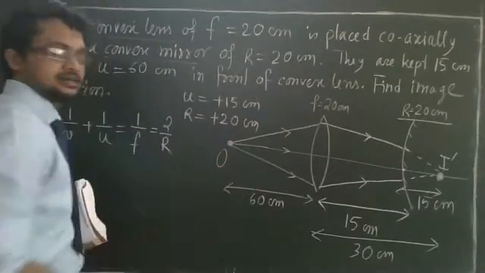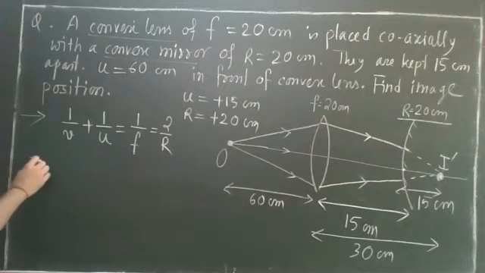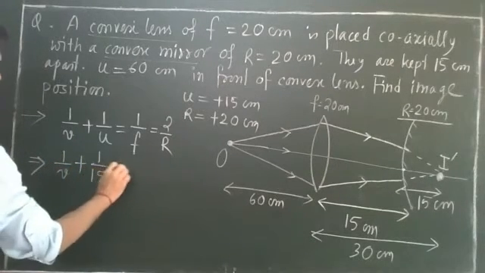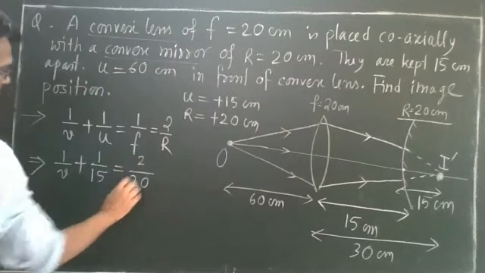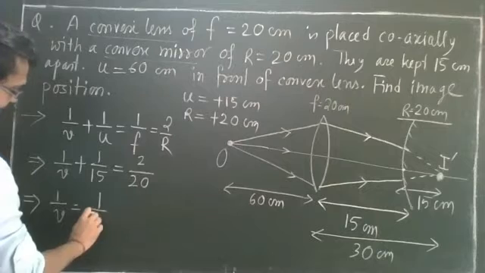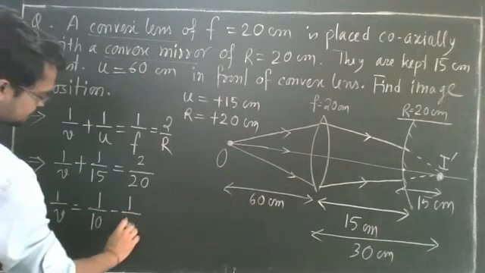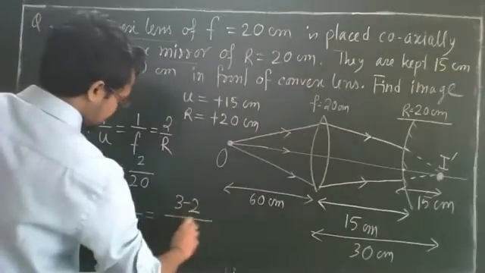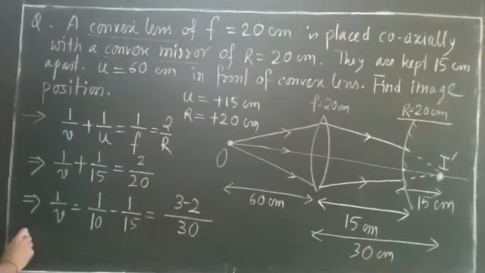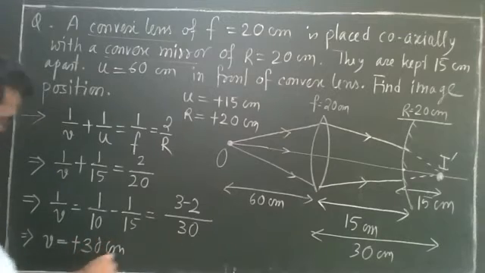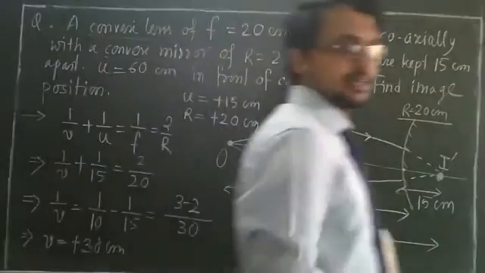Now put in the values and calculate. So 1 by v plus 1 by 15 equal to 2 by 20. So 1 by v will be 1 by 10 minus 1 by 15. So you will get 3 minus 2 by 30. That means you will get v equal to plus 30 centimeter. Clear? Calculate by yourself, check it.